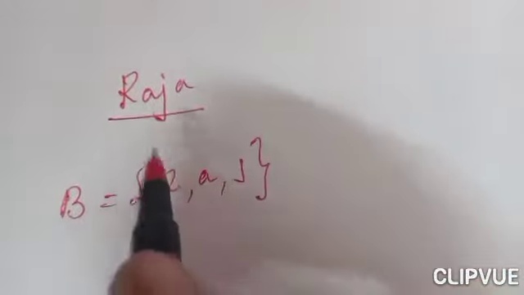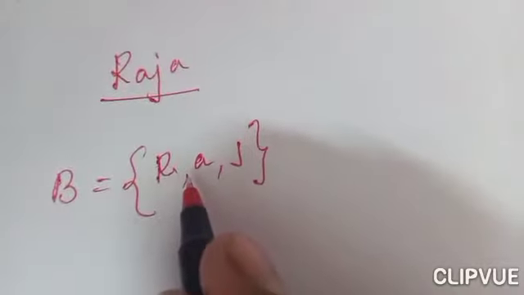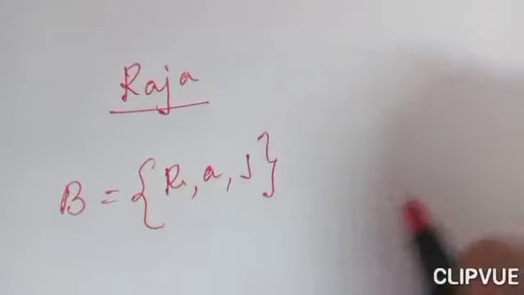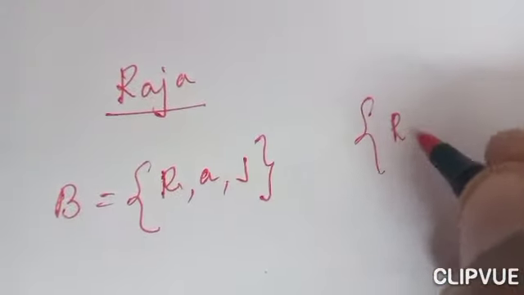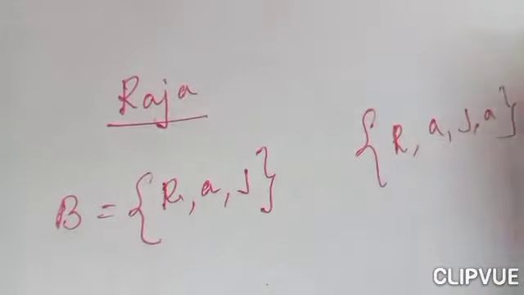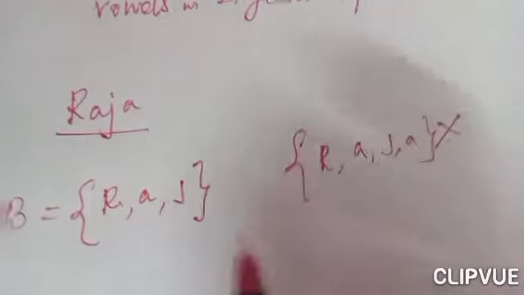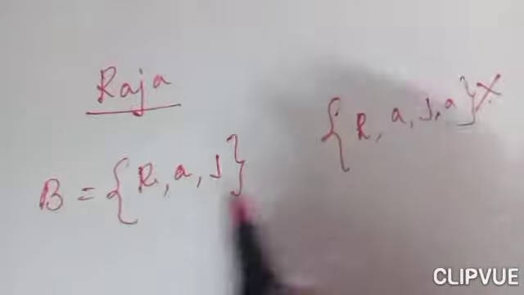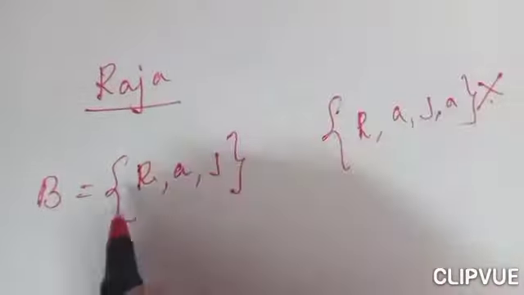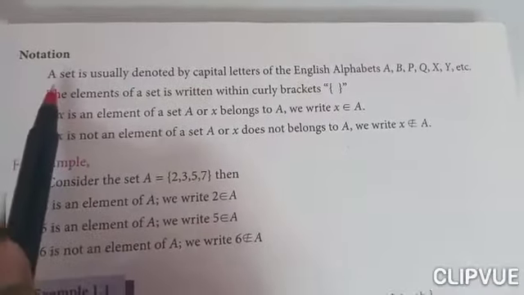Why, sir, you didn't write A again? Because one element should not be repeated in the set. Suppose you write it like R, A, J, A. It is not the correct way to represent the set. So always keep it in your mind: an element should be written only one time in the set. So these are the steps to be followed when you write a set.